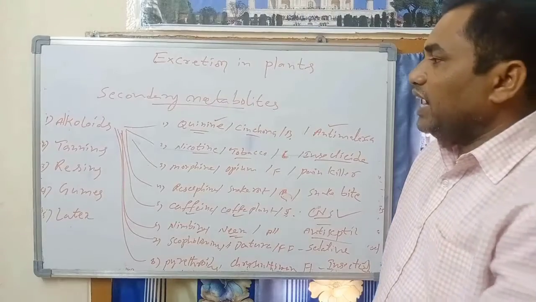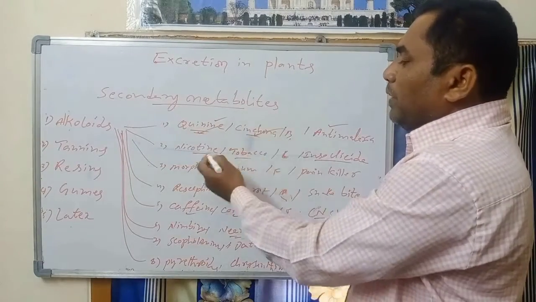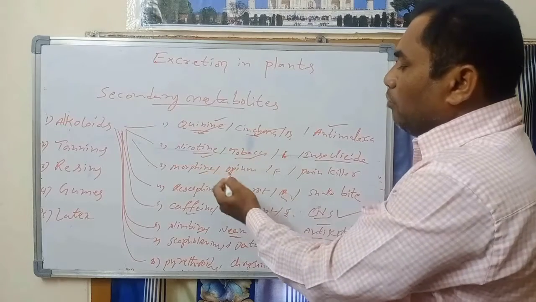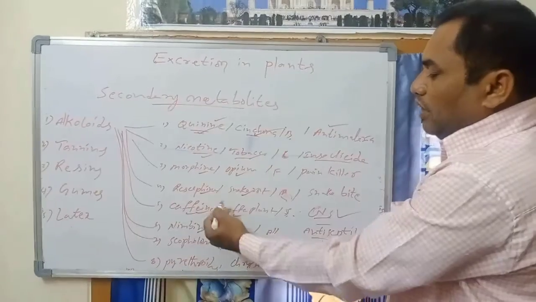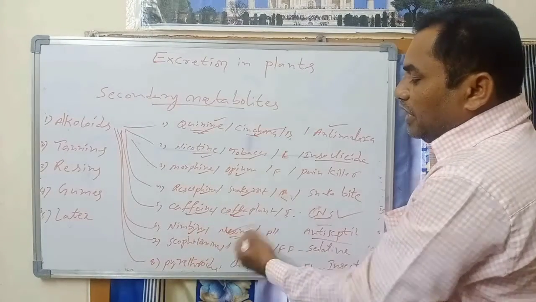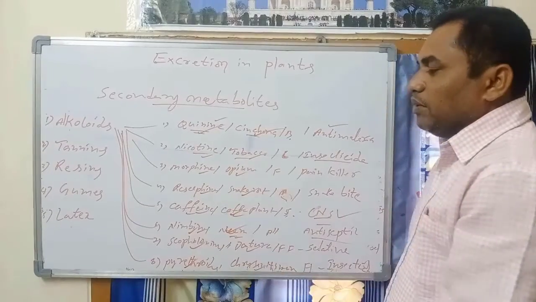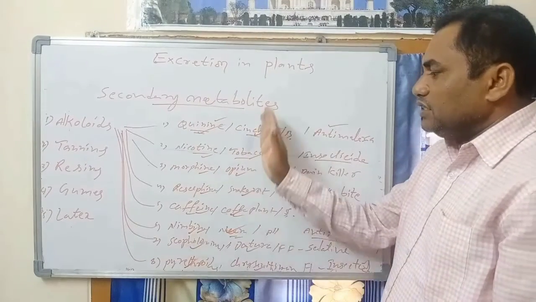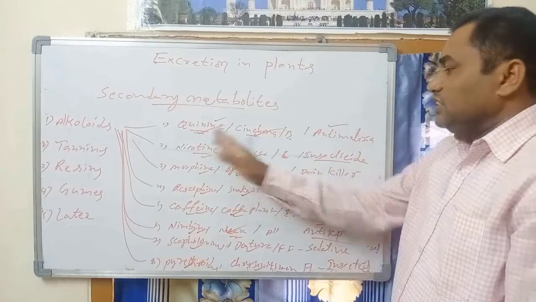insecticide. So once I have a glance, alkaloids, some of the plants produce: quinine, cinchona plant; nicotine, tobacco plant; morphine, opium plant; reserpine, snake root plant; caffeine, coffee plant; nimbin, neem tree; scopolamine, datura; pyrethroids, chrysanthemum. So these are the alkaloids, these are the plants, and these are their uses.